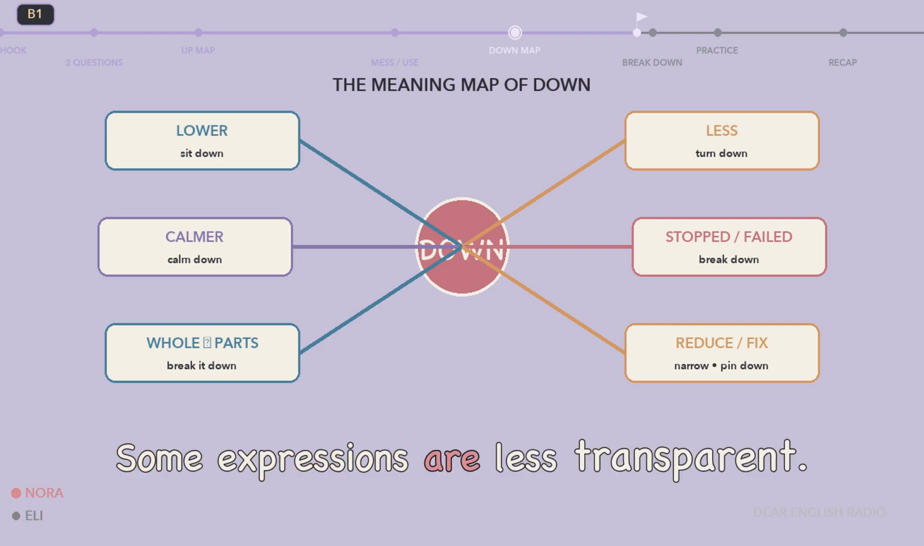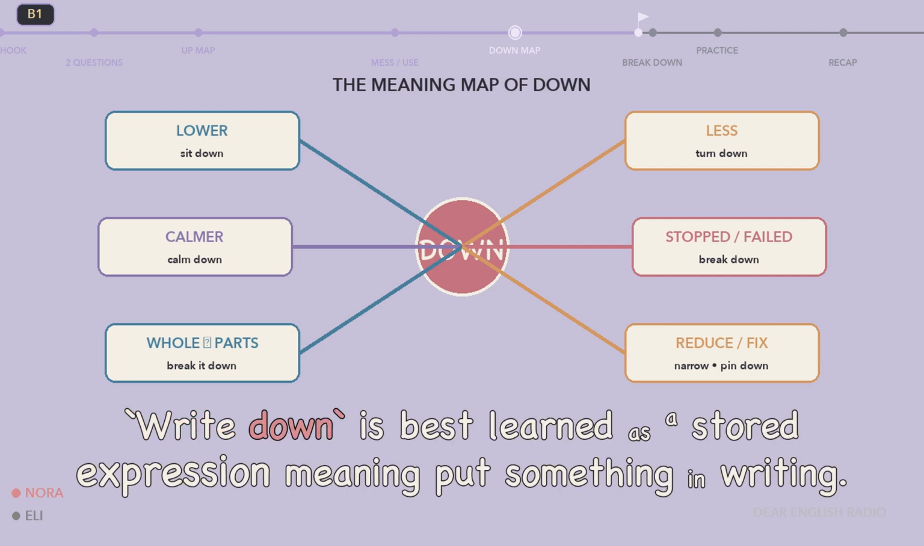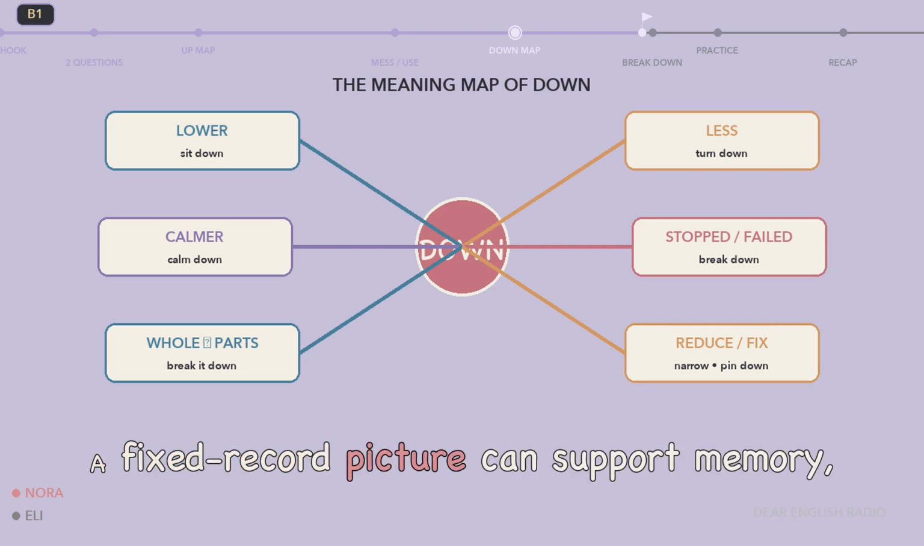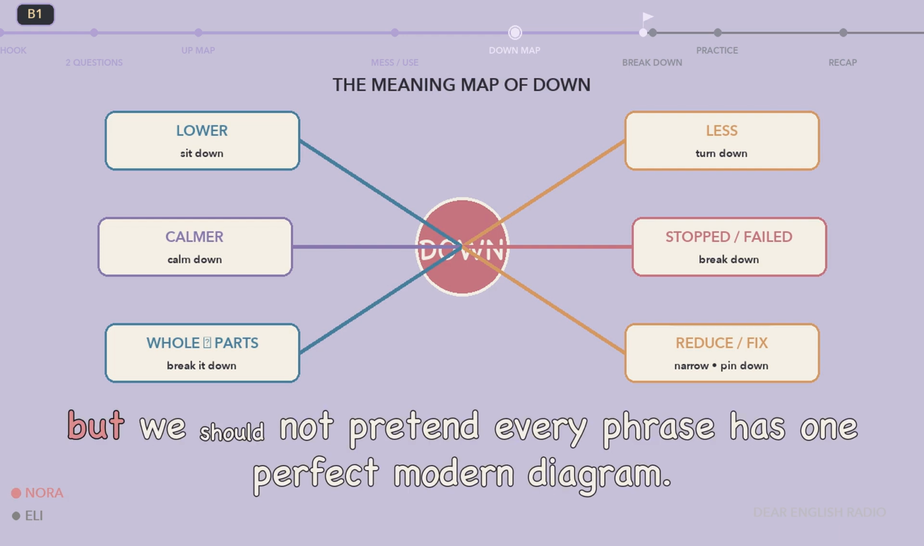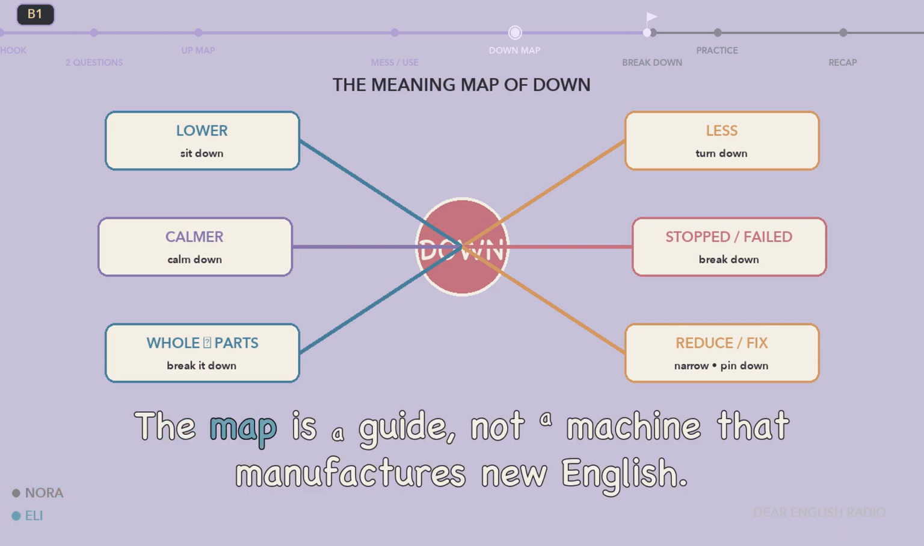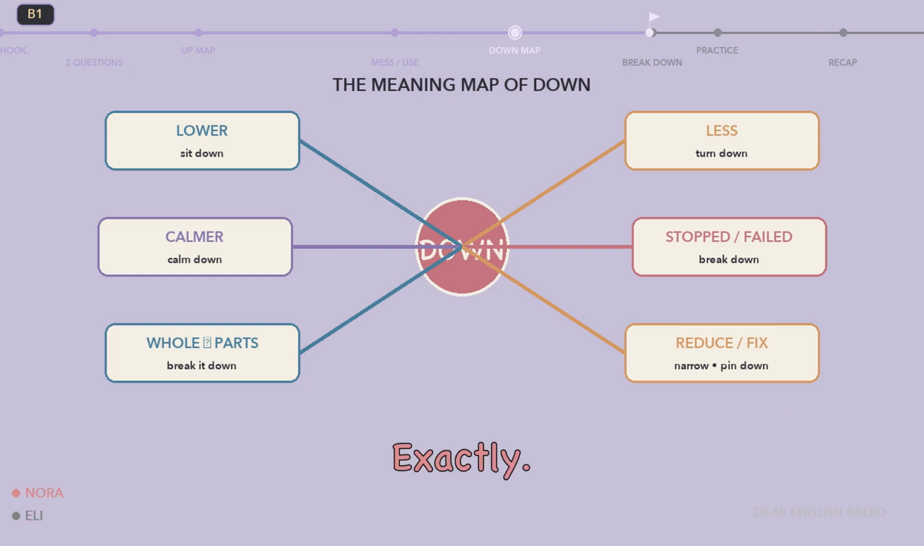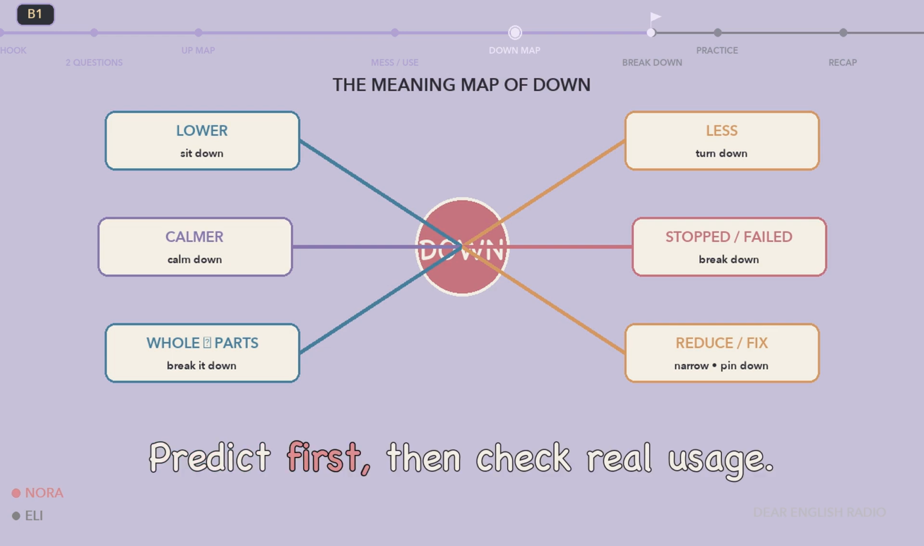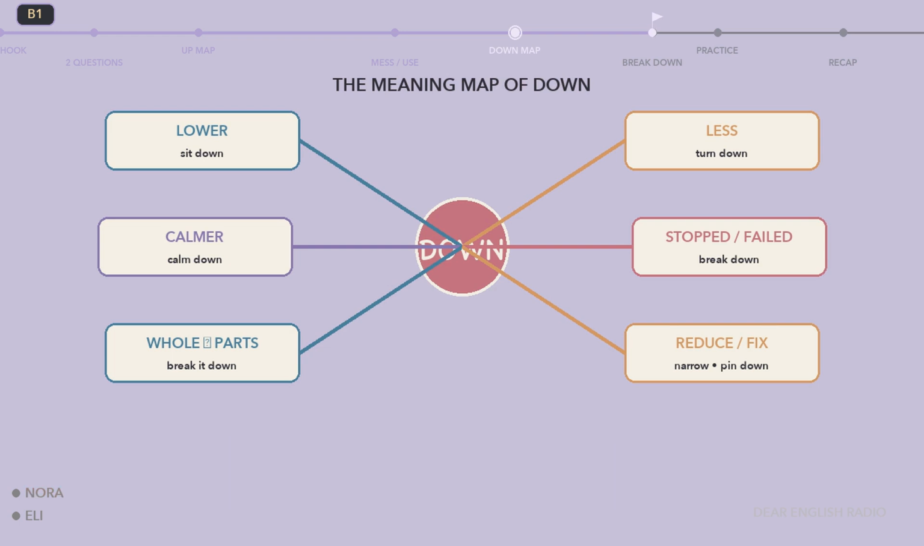Some expressions are less transparent. Write down is best learned as a stored expression, meaning put something in writing. A fixed record picture can support memory. But we should not pretend every phrase has one perfect modern diagram. The map is a guide, not a machine that manufactures new English. Exactly. Predict first, then check real usage.